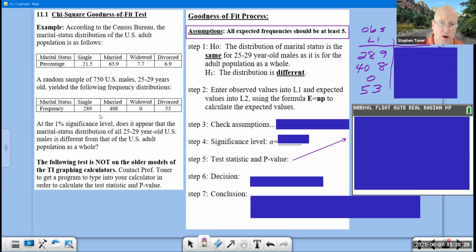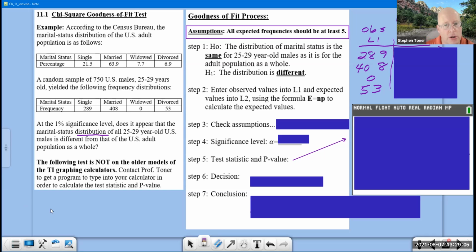And it looks like we see a whole lot of singles and married. We don't see many widowed at all, nor divorced, because they're still rather young in life. I mean, so we would think. So the question is, at the 1% significance level, does it appear that the marital status distribution of all of these 25 to 29-year-old adult US males is different from that of the whole population? The key word here is we're not looking at a single category, we're looking at a whole distribution.